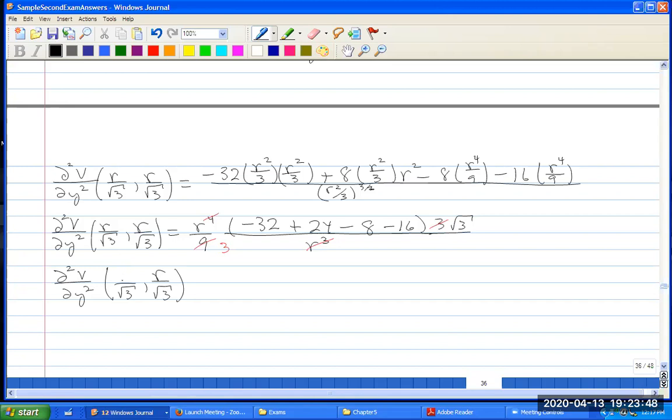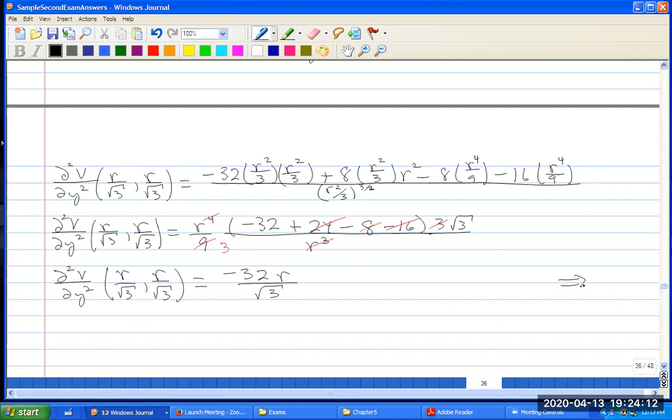So I get the following. So this will be an r. Let's see, this gives you 24 minus 24, that's 0. So this is a negative 32 r over rad 3.